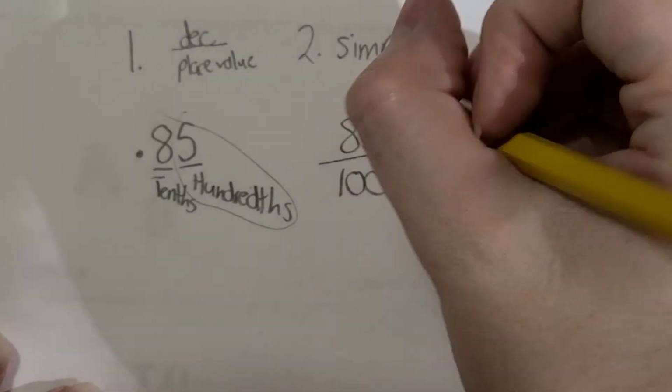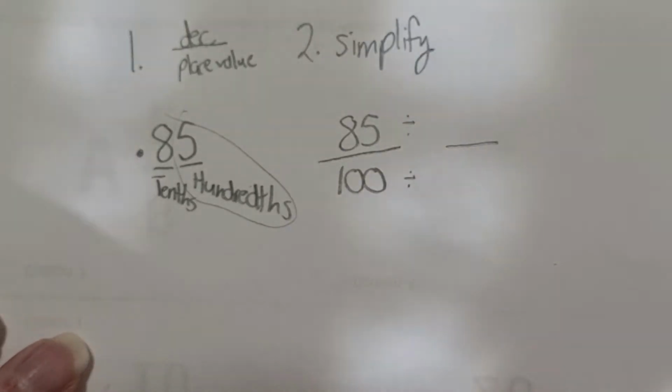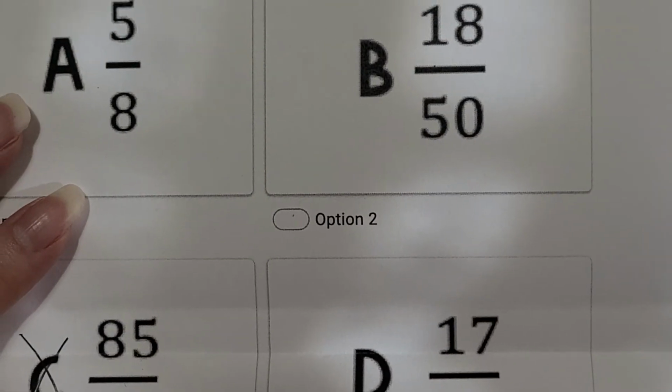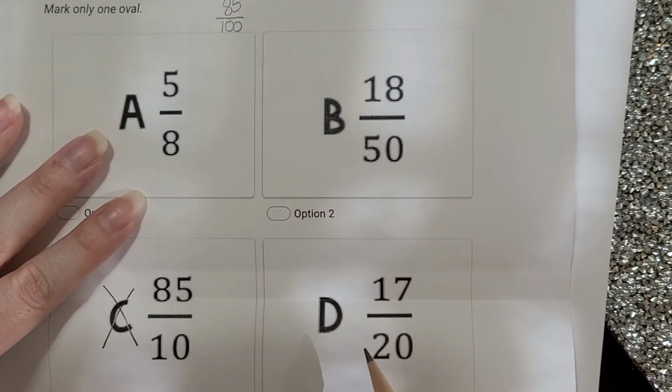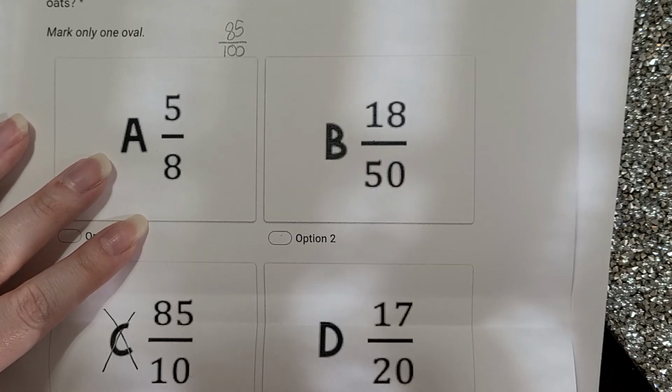Remember, whenever you simplify fractions, you divide the top and bottom by the same number to get just a smaller equivalent fraction. So go simplify your fraction and then pick the fraction over here that is in its simplest form and equivalent to the one that we have.